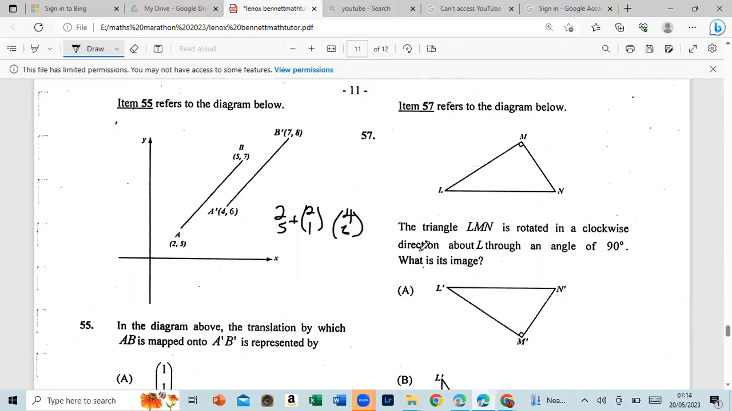57, the triangle element, which is this element, is rotated in a clockwise direction about L through an angle of 90 degrees. Remember the formula for 90 degrees. So let's see which way. They say clockwise. So that means that L is going to be up at the top, right? If L is up at the top, then you have M as well. And M on the side, you know.